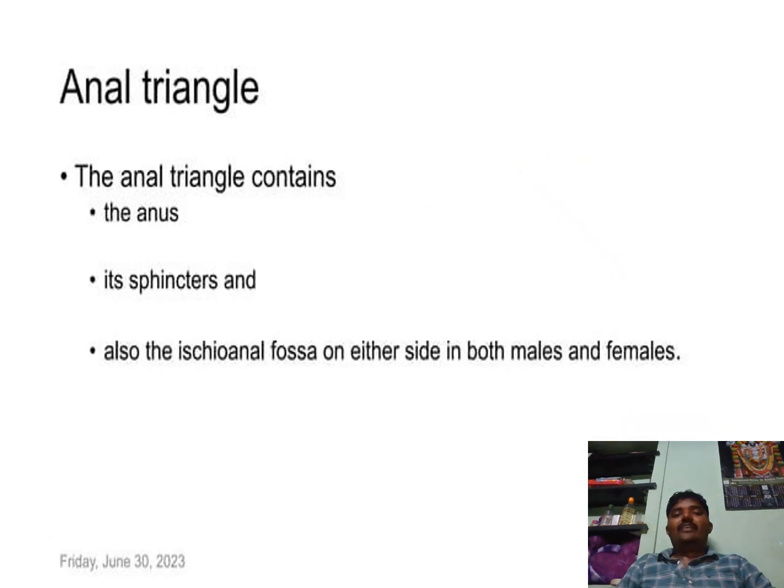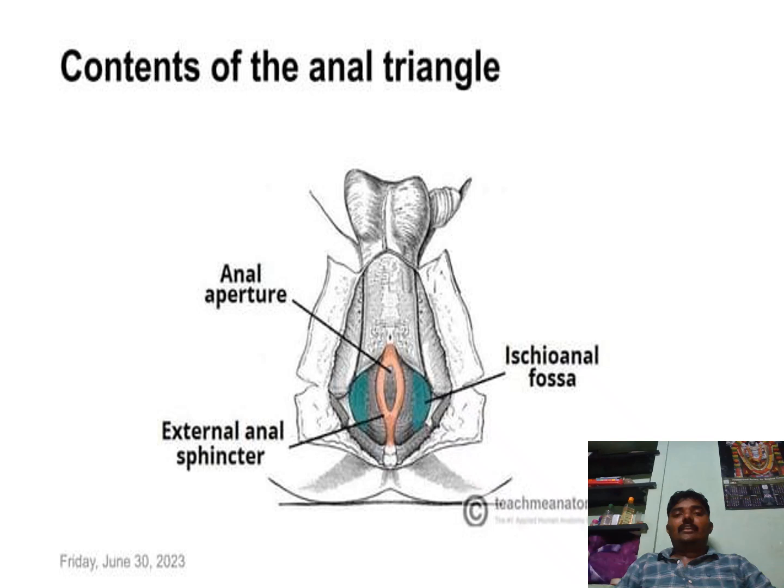Then we'll go to the anal triangle. It contains the anus, the sphincter, and also the ischioanal fossa on either side in both male and female. The contents of the anal triangle are the anal aperture, ischioanal fossa, and external anal sphincter.